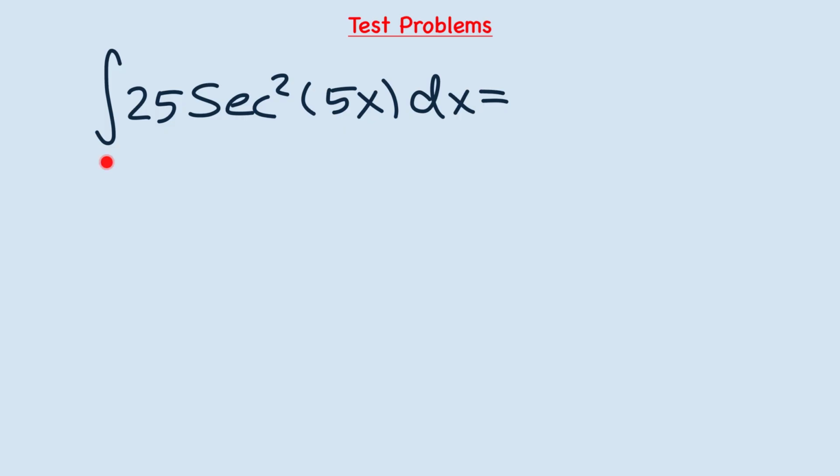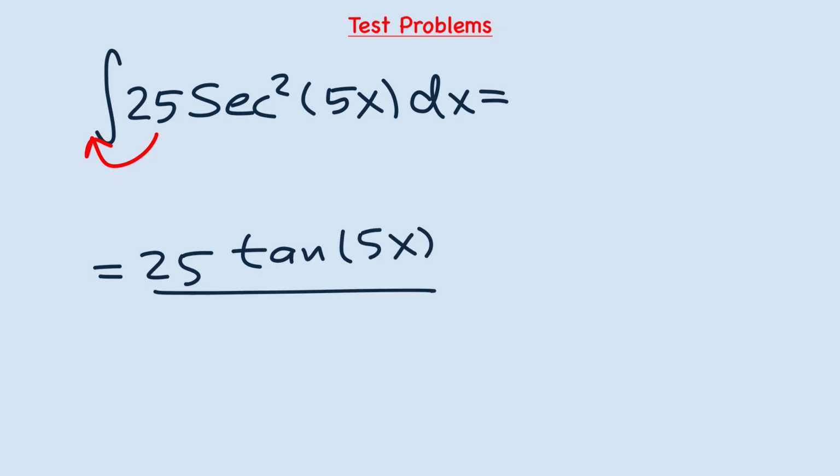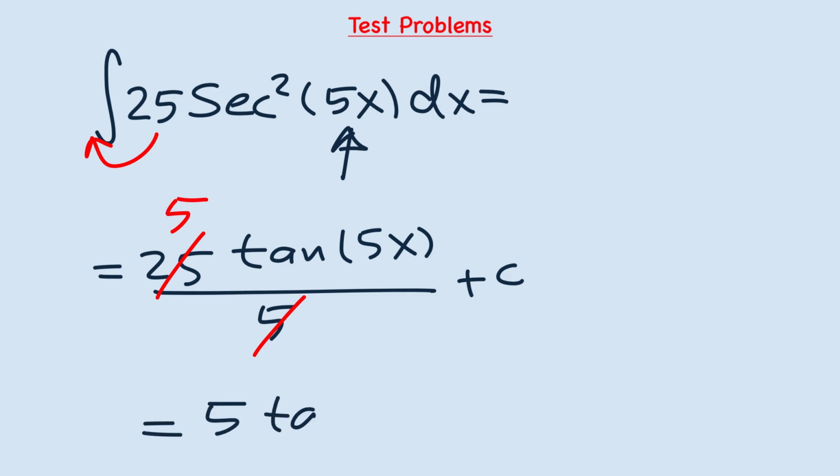Let us take one more example. Integral 25 secant square 5x dx. So the first thing we have to do is to take the 25 out. So it will be 25. Now I can integrate this part very easily, which is secant square. It will be tan 5x divided by the integral of the angle, which is 5 plus c. So now we can cancel the 5 with the 25. We'll have 5 left. So the final answer will be 5 tan 5x plus c.